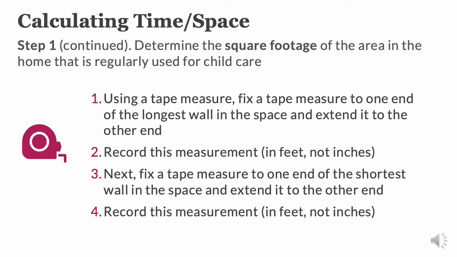Step 1 is easy for many, but this breakdown can help some providers if it's needed. Using a tape measure, fix a tape measure to one end of the longest wall in the space and extend it to the other end. Record this measurement in feet, not inches. Next, fix a tape measure to one end of the shortest wall in the space and extend it to the other end. Finally, record this measurement in feet, not inches. For oddly shaped spaces, break it down into rectangular chunks. Do square footage calculations and add the totals together.